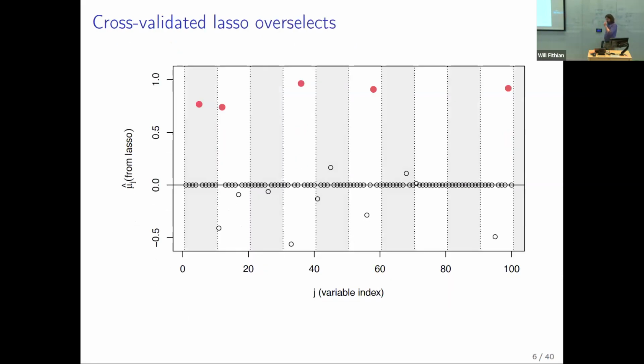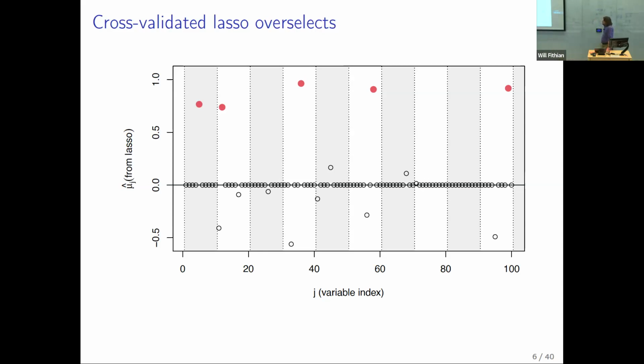But unfortunately, the cross-validated lasso, with lambda selected by cross-validation, doesn't actually do it for us. So here, in this case, we have 10 extra discoveries in addition to the 5 discoveries that we wanted. And that actually kind of makes sense.